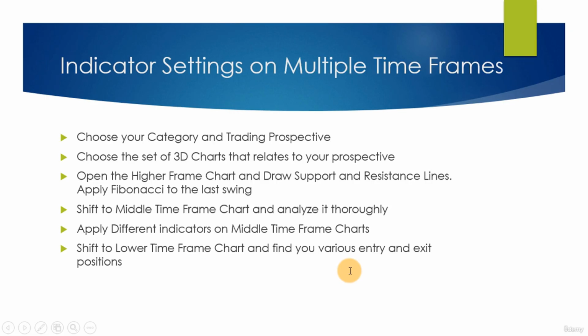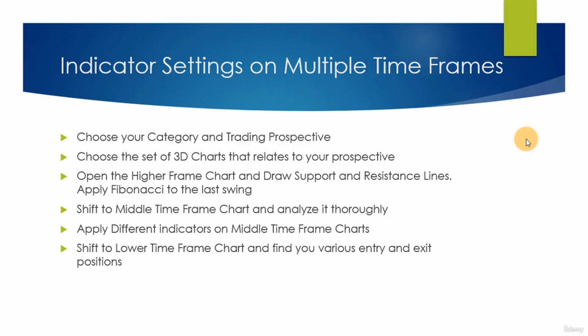And if your trading perspective is day trading, then your charts will be 5-minute chart, 15-minute chart, and 60-minute chart. After choosing your 3D charting, open the higher time frame chart and draw all the support and resistance lines, and also apply Fibonacci to the last swing. In an uptrend, if you are below the peak of the last swing, apply Fibonacci from bottom to top of the last swing to know the retracement levels. And if you are above the peak of the last swing, apply Fibonacci from top to bottom of the last swing to know Fibonacci extension.